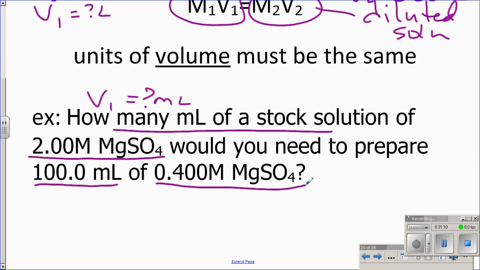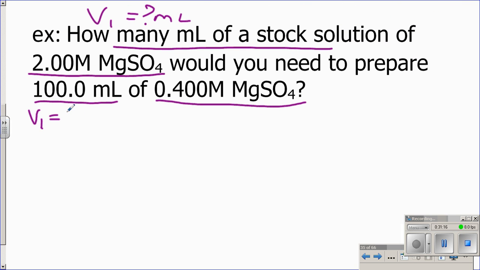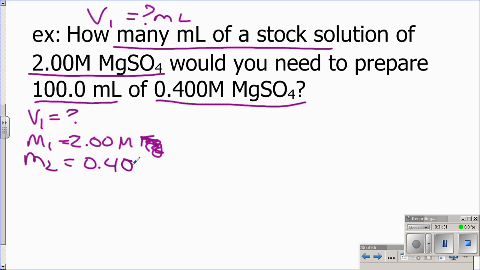So what can we also go ahead and label? Okay, so what's M1? V1 I'm looking for. M1 is 2.00 molar magnesium sulfate. What else do I know? M2 is 0.400 molar, and V2 is 100.0 milliliters. All right, so I can set this up in the dilution equation and solve.